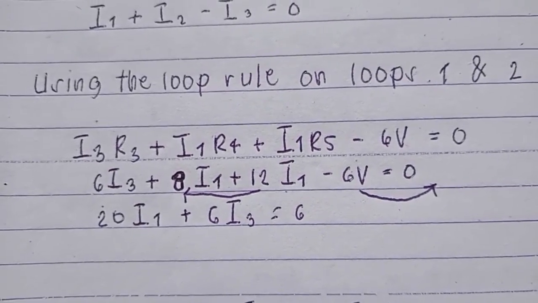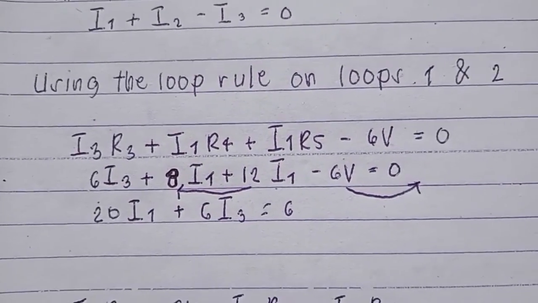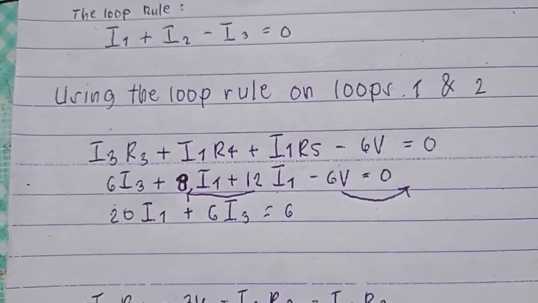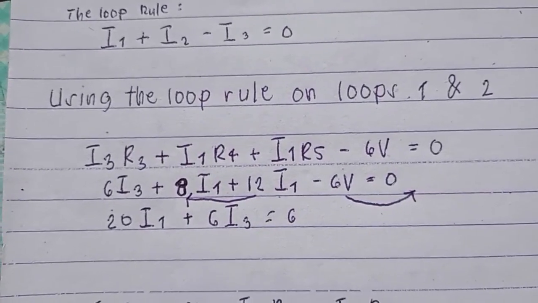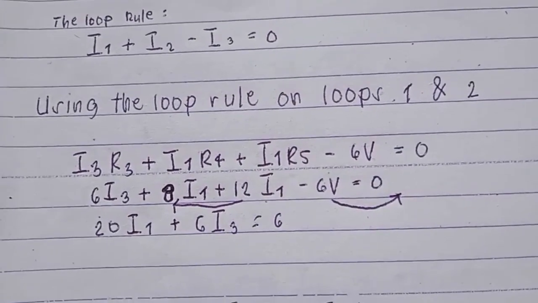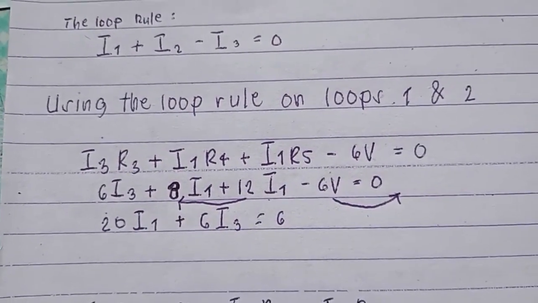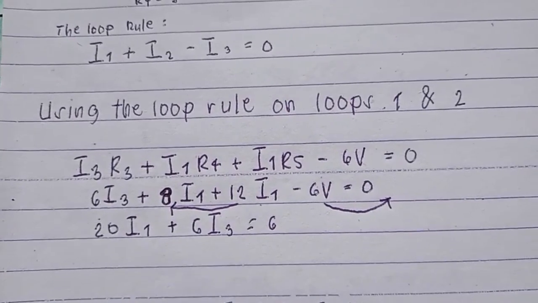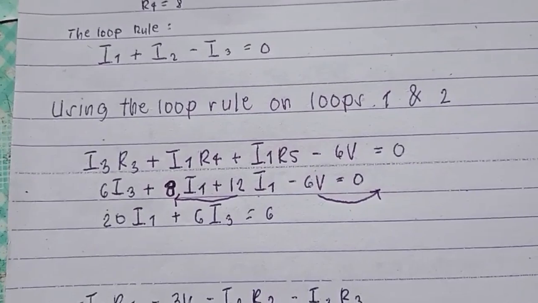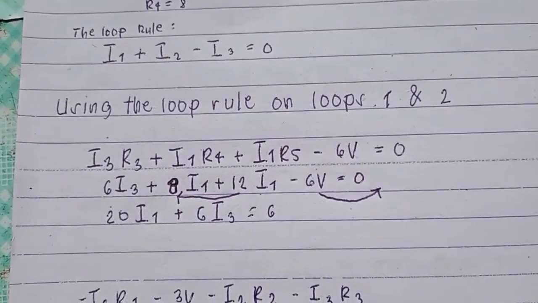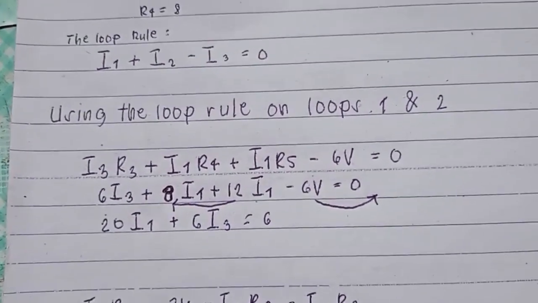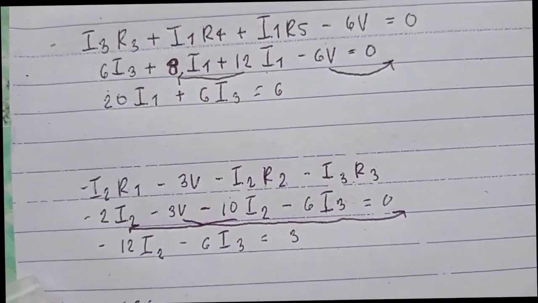So we will just substitute the values of our R's in the equation: 6, 8, and 2, and we combine the terms that have the same current, like 8I1 and 12I1. That would equate to 20I1 plus 6I3, and we transpose the 6 volts to the right side of the equation. It's negative, so if you transpose it to the other side, it turns positive, so that is equal to positive 6. So here is our loop 2.